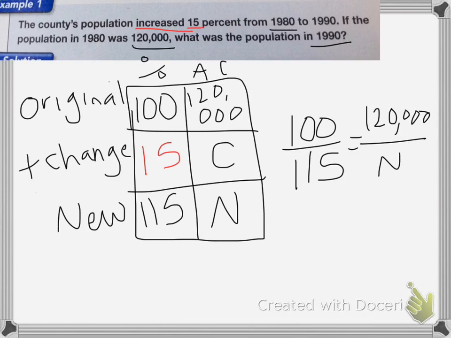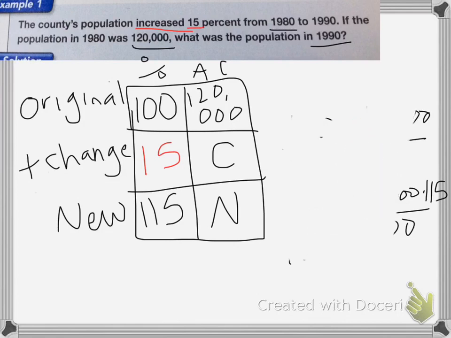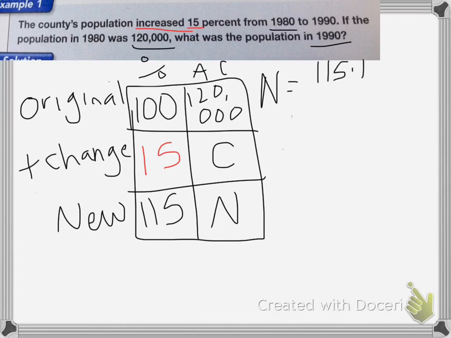Now I'm going to do cross products. So I end up with 100n equals 120,000 times 115. Divide both sides by 100. And I'm going to just erase some so I have more room. So I end up with n equals 115 times 120,000 divided by 100.